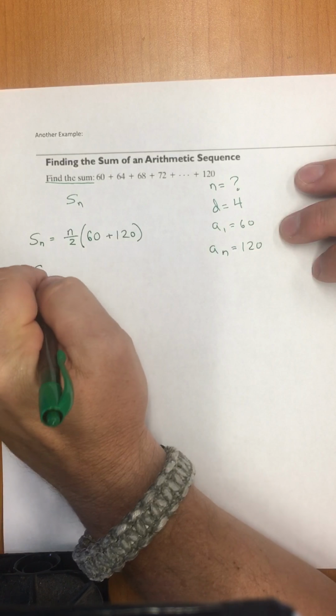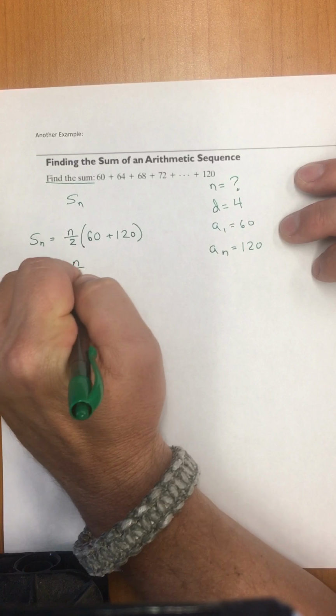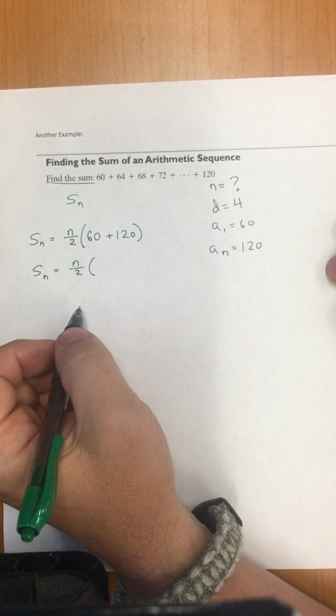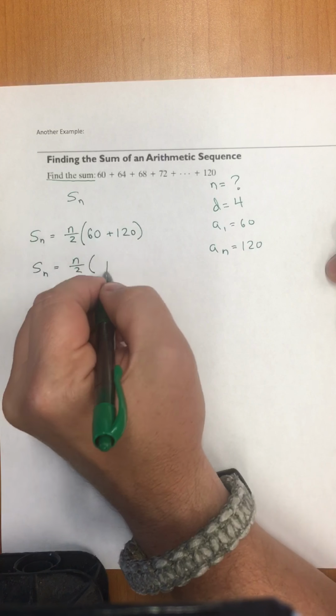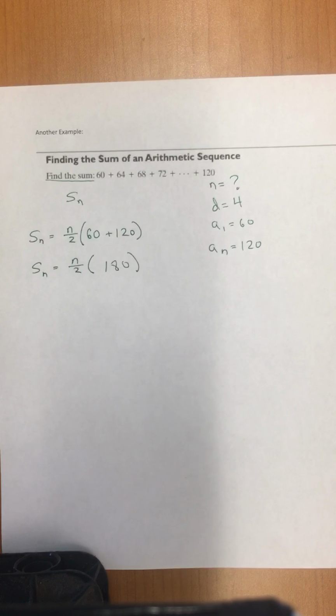Let's see what I get here. S sub n equals n divided by 2. Let's see. That's 180, so that's easy. Let's see. A little bit tricky here. Oh, I know what I have to do here. Because they didn't give me n, I got to do another trick. Just like on the previous problem, we're going to do another trick.